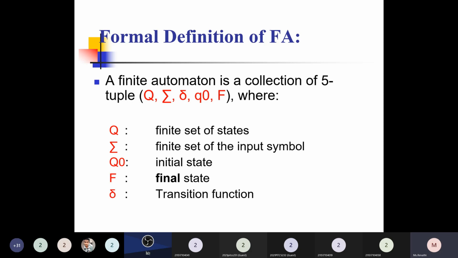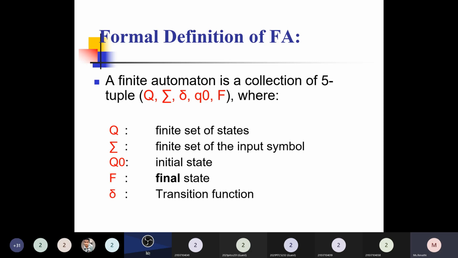So how can we change the state? Based on the current state and the current input symbol only, we can change the state. So this particular transition function accepts two parameters, the current state and the current input symbol, as input. It generates the next state as the output. Okay, so we have five parameters. Don't forget, in finite automata, we have five parameters.